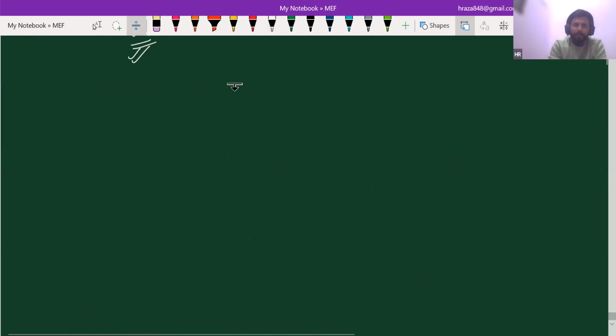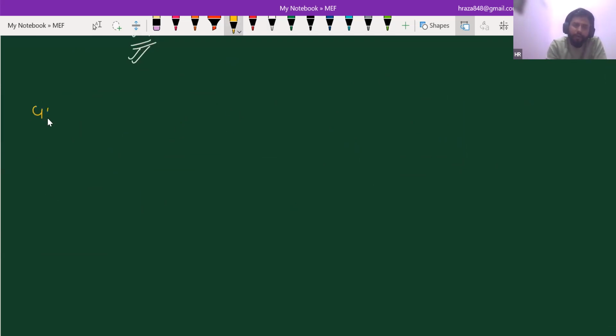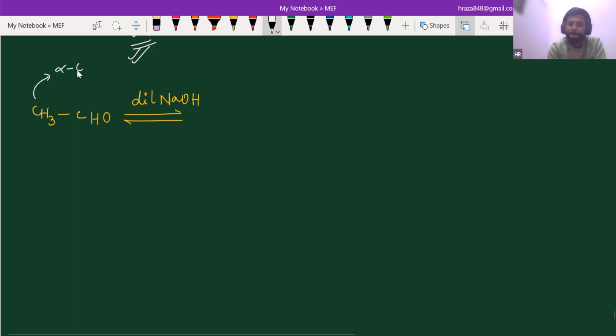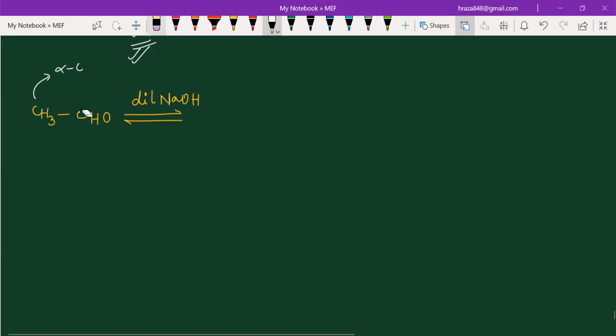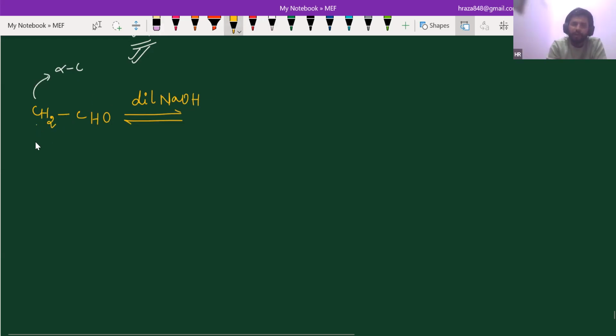Now, I'm going to explain the mechanism of the reaction. I'm going to do it for aldehyde first. You know, this is an aldehyde, and the reaction occurs in dilute NaOH alkali, that is dilute NaOH or dilute KOH. Can you tell me, is this alpha carbon? Yes or no? Yes, sir. So can I write this CH3 as CH2? This has 3 alpha hydrogens. Can I write this like this?